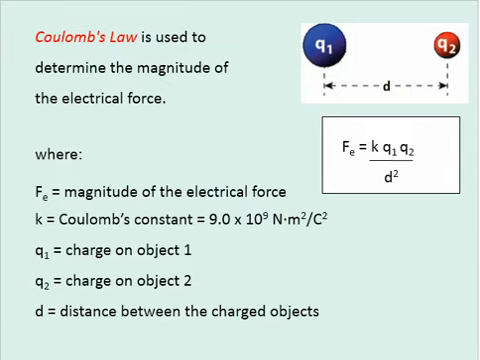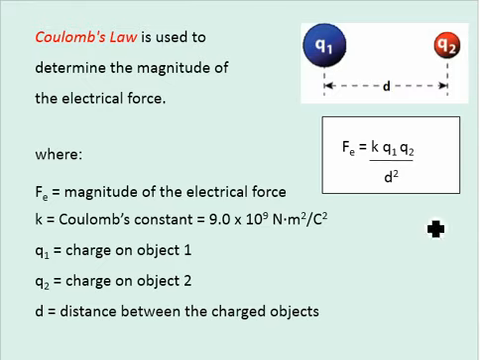And here's Coulomb's law. Coulomb's law is used to determine the magnitude, or the size, of the electrical force. It doesn't tell us anything about the direction, but that's okay because we can use our rules, like charges repel and opposite charges attract, to tell us the direction.